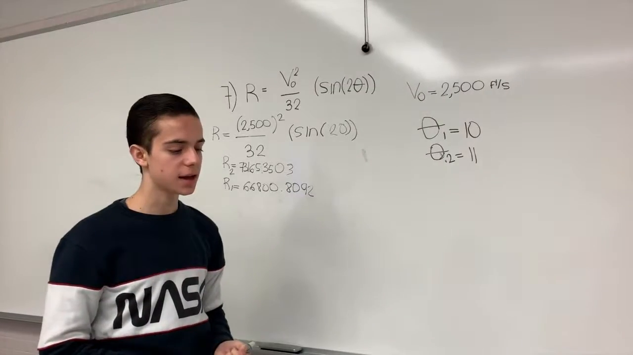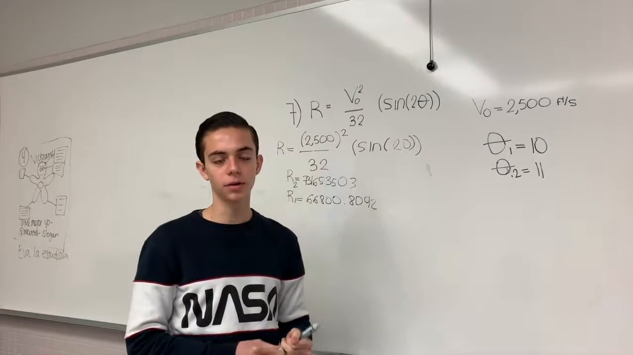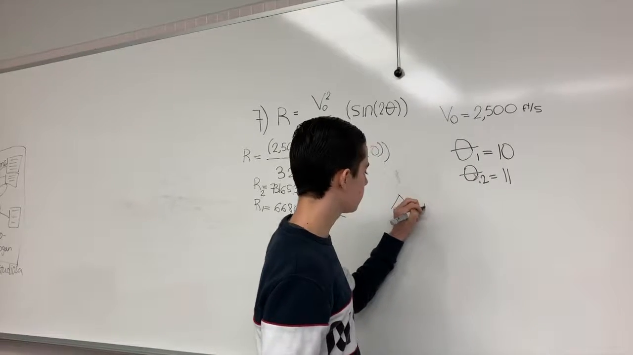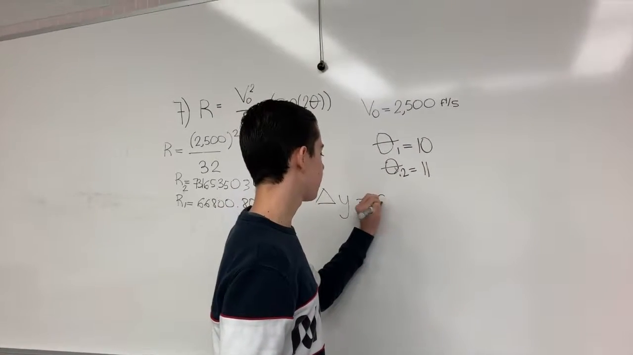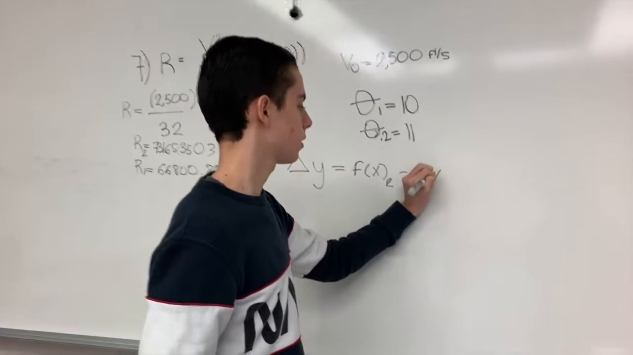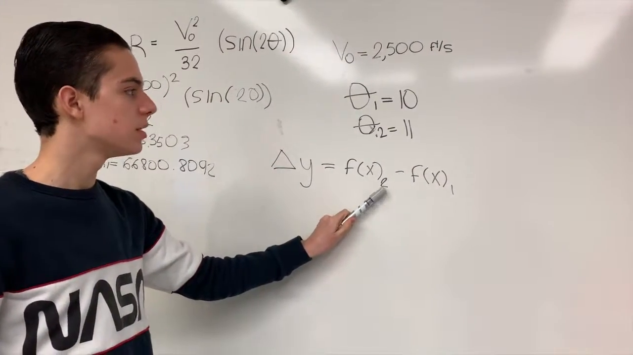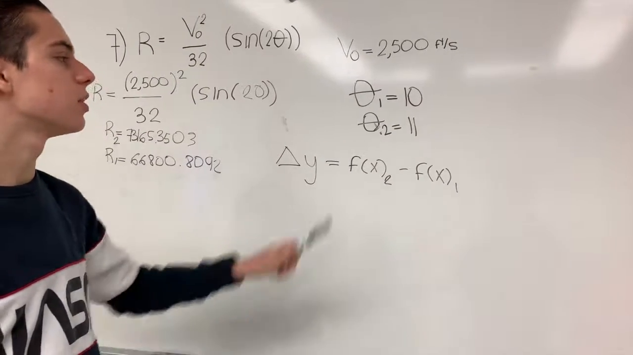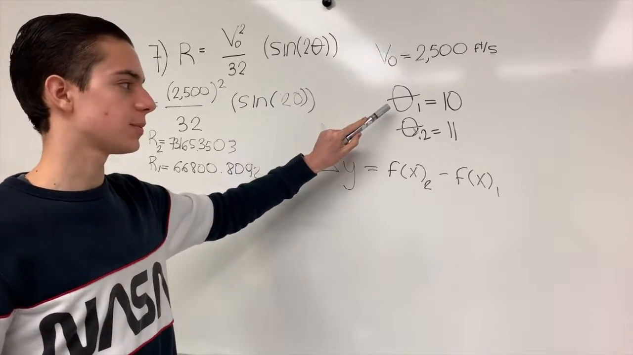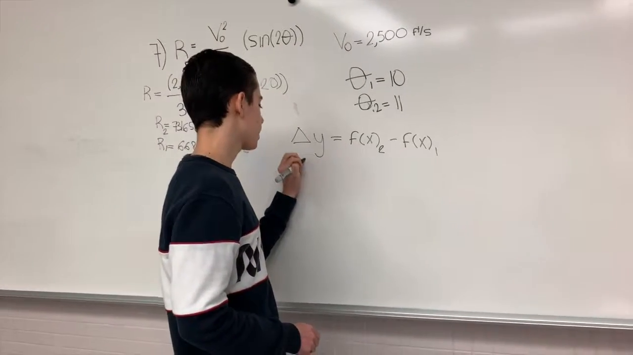66,800.8092. Since they're asking us for the change in the range, we're going to use a formula given in class known as increment. So the formula of increment is delta y equals f of x2 minus f of x1. So in this case, the f of x2 is represented by the operation where we substitute theta 2, and the f of x1 is represented by the operation where we substitute theta 1. So now we're going to subtract the results.